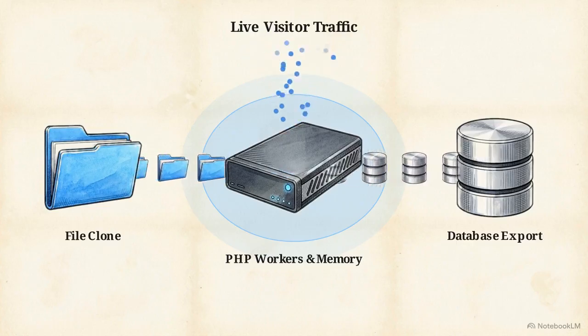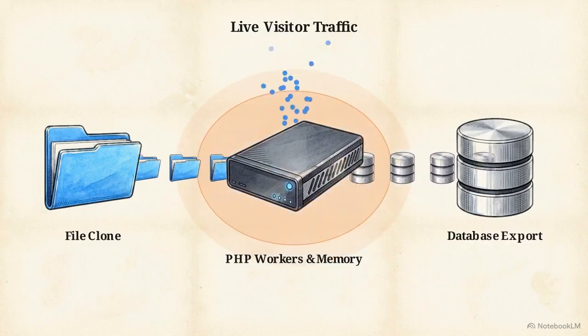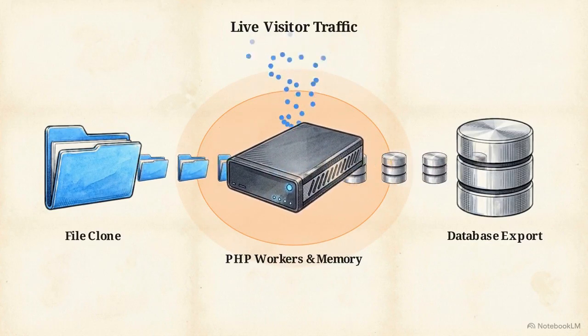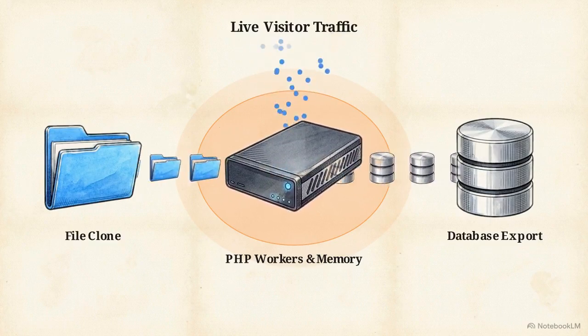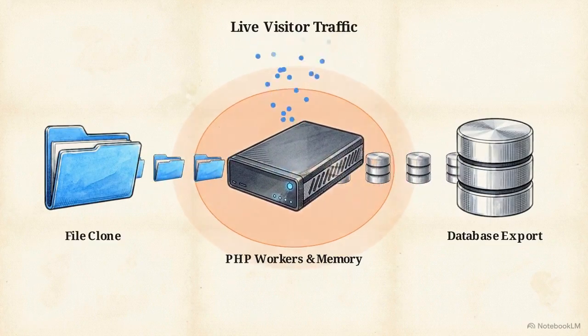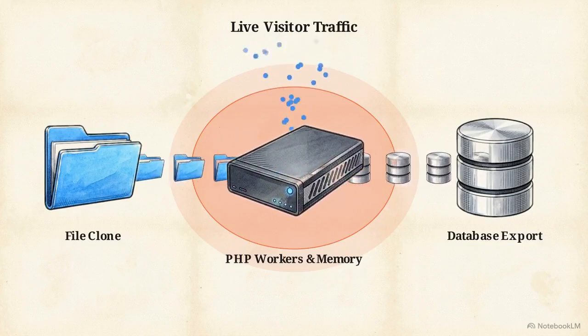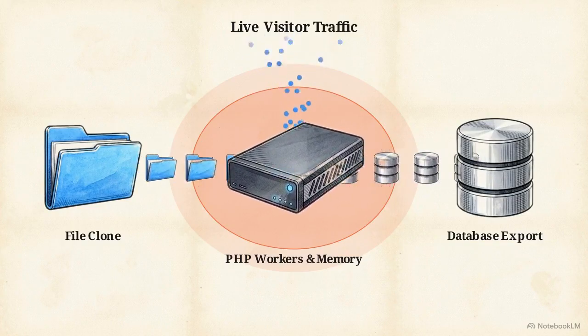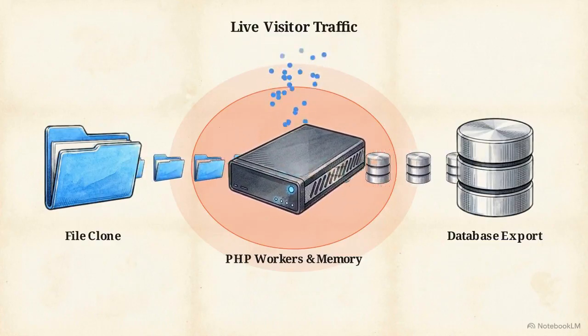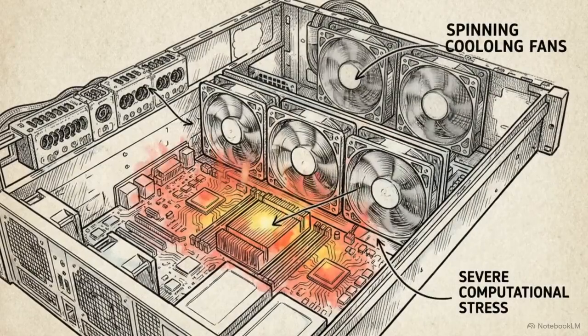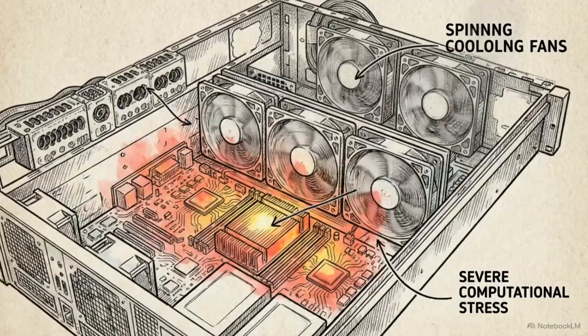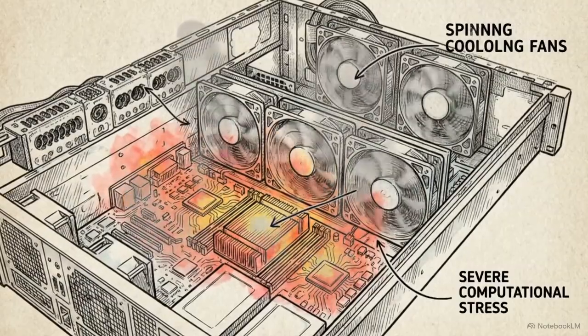Now add your live visitors to the equation. Every read, write, and export command is firing while your site is actively trying to serve incoming traffic. All three of these actions, the file copy, the database export, and your live visitor requests, are competing directly for the same limited pool of memory and processing power. Every single staging clone triggers an aggressive resource competition that tests the absolute limits of a shared server.